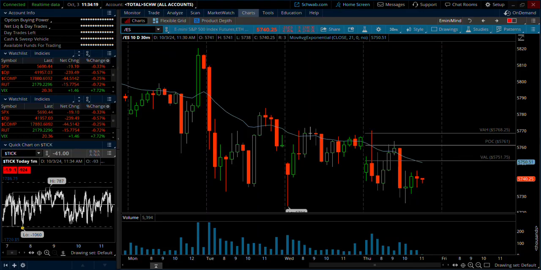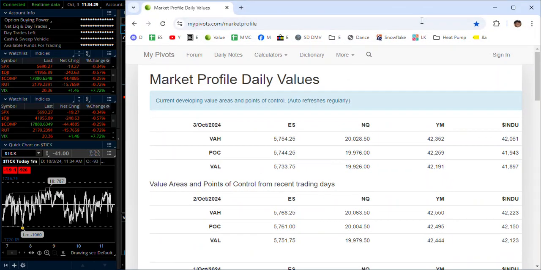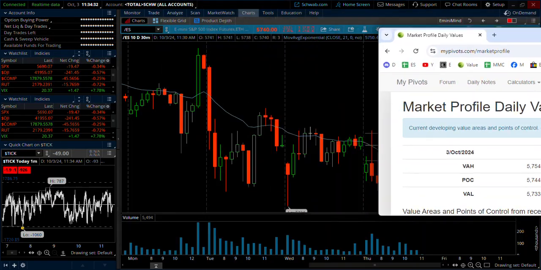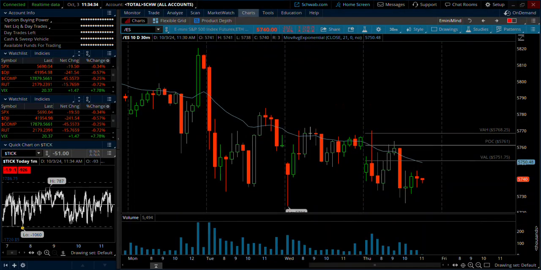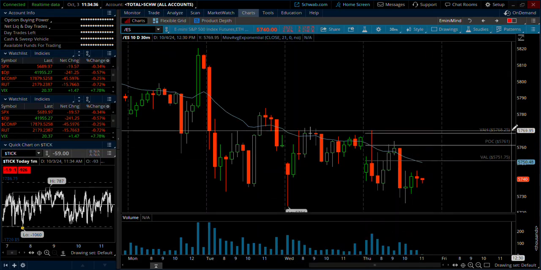What I like to do is use a website, mypivots.com/marketprofile, and this is what it looks like here. And then you can get the value area and put those right on your chart. So that's where I pull the data from.